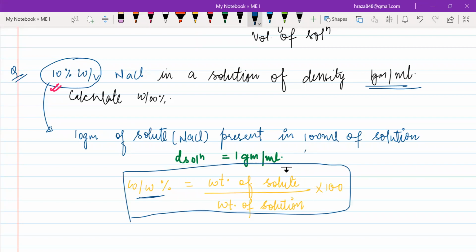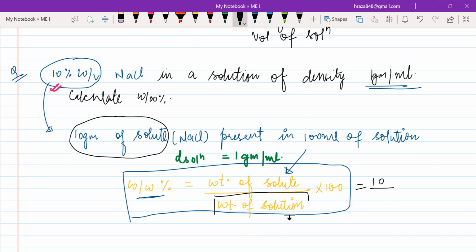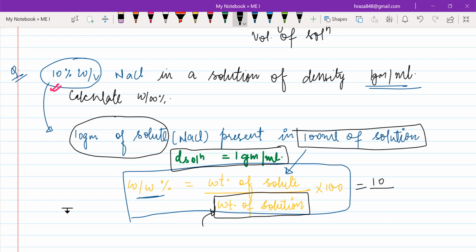Now you can see that this is the formula that we need to apply because we need to calculate this. In the formula you can see weight of solute. We have to put it here. Weight of solute is given as 10 gram. And weight of solution we need to put here. But in the question it is not given directly. Volume of solution and density of solution are given instead of weight of solution. So we know the formula density is equal to mass upon volume. So mass of solution will be equal to density of solution into volume of solution. So density of solution is 1 gram per ml and volume of solution is 100 ml.